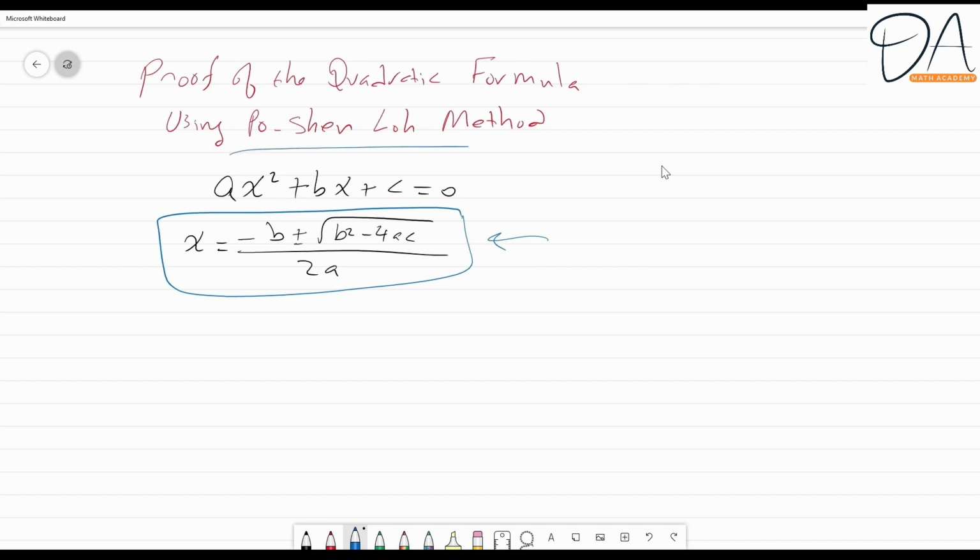And we'll be using the Po-Shen Loh method for the proof. So if you are not familiar with this method, please check out the channel. There is a video that describes this method in detail and gives you several examples of how to apply this method. Once you understand the method, it will be easy for you to follow this video. So let's get started with the proof.